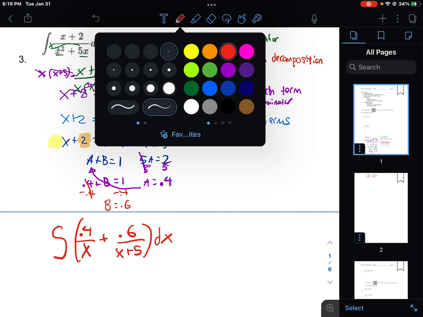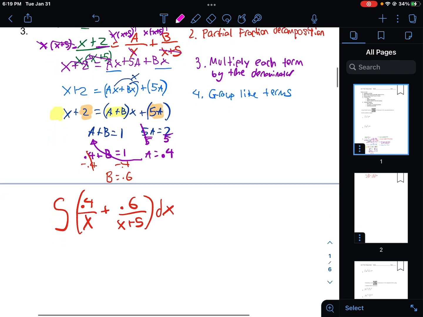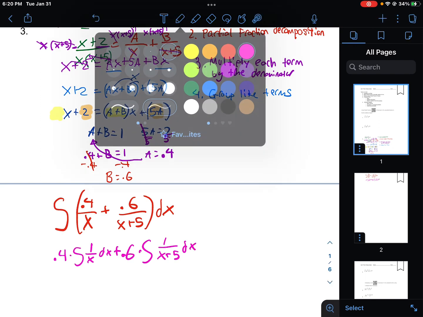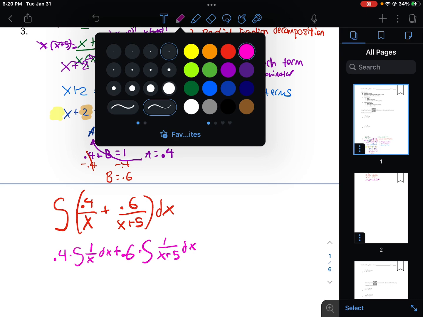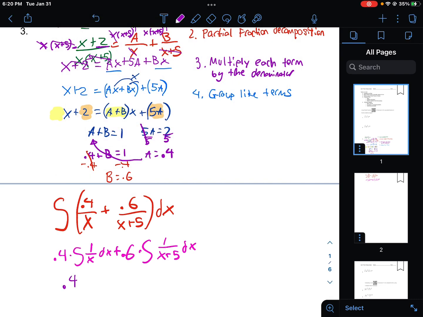If you're uncomfortable with this, we can split this into two different fractions where we pull out the 0.4. We're going to get 0.4 times the integral of 1 over x dx plus 0.6 times the integral of 1 over x plus 5. Now, each of these fits the form of u prime over u because the derivative of the denominator in each of these is 1, so each of them has 1 on top. So on the left-hand side, we're going to get 0.4 times ln of the absolute value of x.